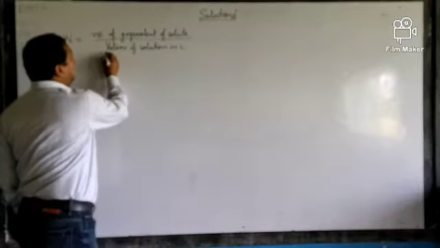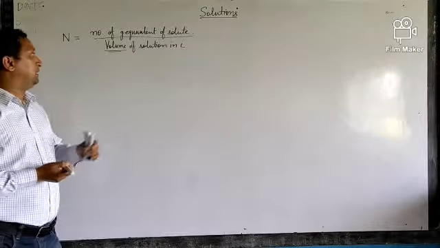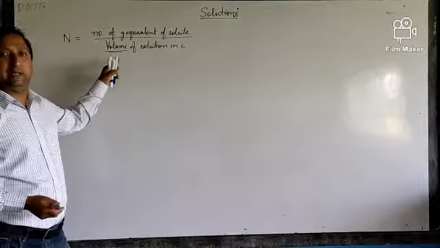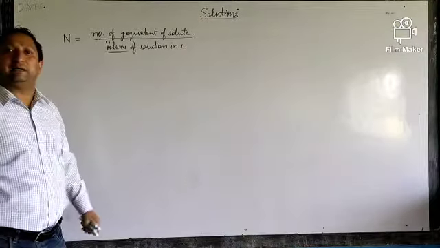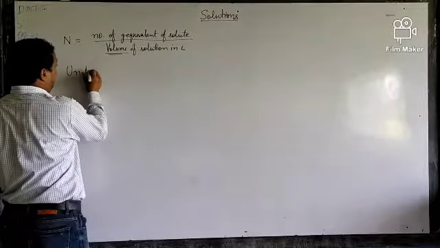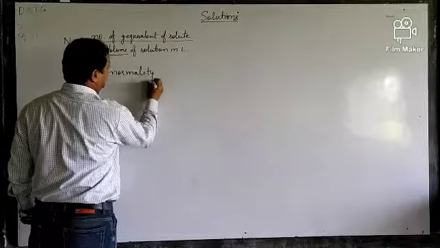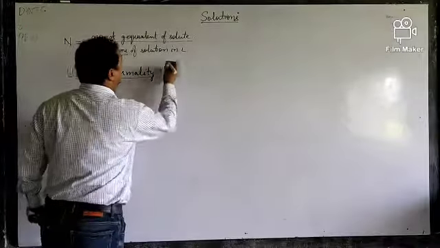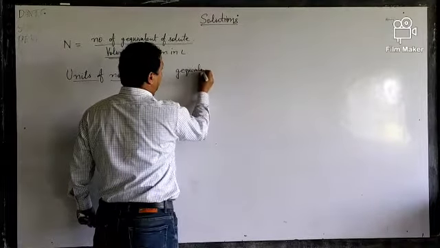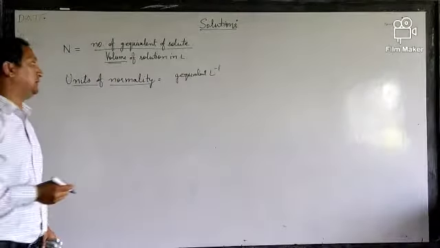Now see, here we are taking the volume, and last time I have told you that volume differs with the temperature. It means that whenever we take the normality, it will also change with the temperature. Okay. Units of normality: it is gram equivalent per liter. Gram equivalent per liter.